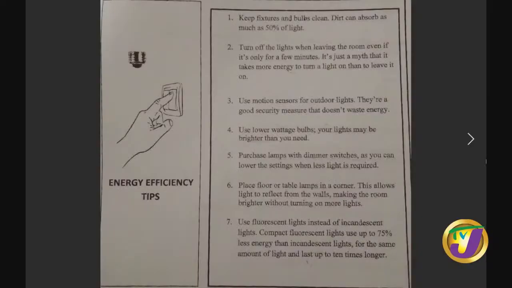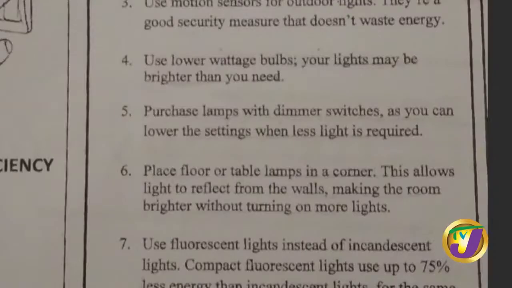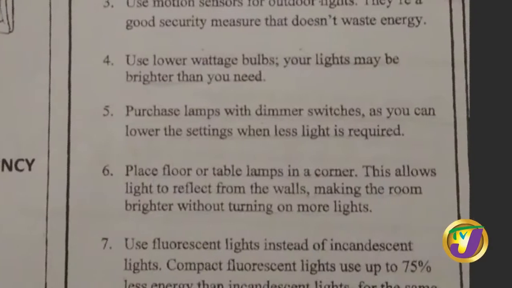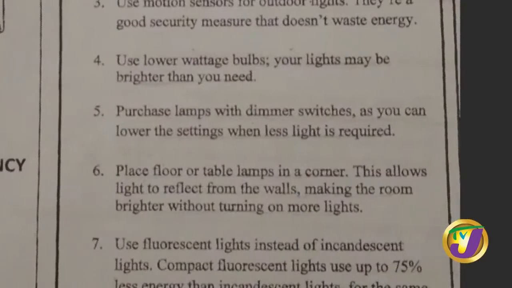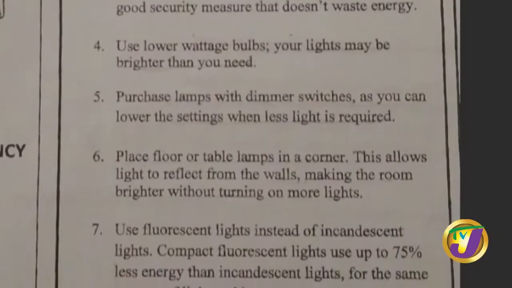Tip number three, use motion sensors for outdoor lights. They're a good security measure that doesn't waste energy. Number four, use lower wattage bulbs. Your lights may be brighter than you need. Number five, purchase lamps with dimmer switches, as you can lower the setting when less light is required.